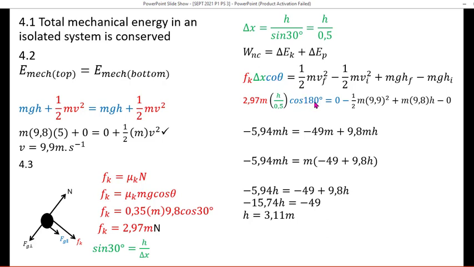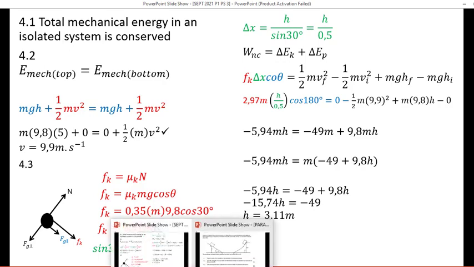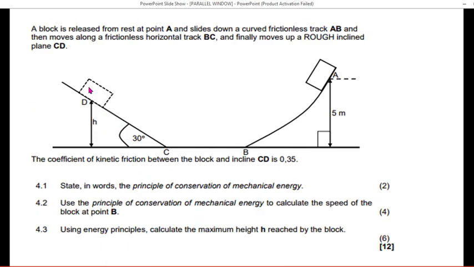180 degrees. Why do we say 180? Remember that this block went up, and the frictional force is in the opposite direction. So the angle between them, the displacement up and the frictional force, is 180 degrees. The final velocity, or the final kinetic energy, is 0. Why? Because we're told that when it reached point D, it stops.